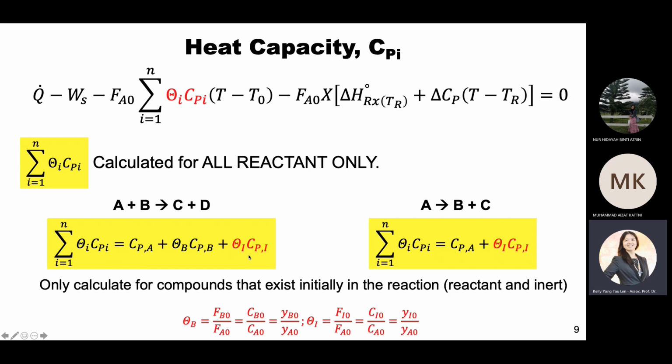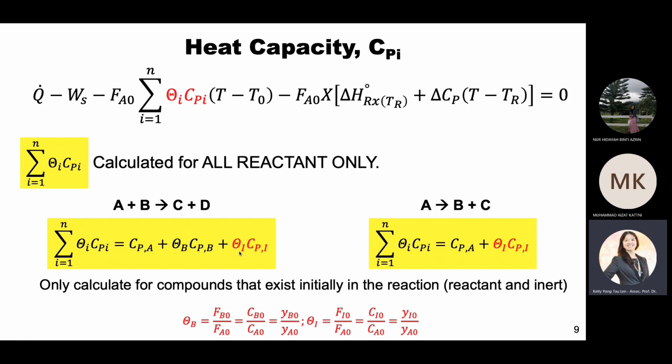So theta I refers again, kalau theta B, initial amount of B over initial amount of A. So initial amount ni boleh jadi molar flow rate, concentration, mole fraction. Theta I pun sama, dia boleh jadi initial molar flow rate of I, initial concentration of I, initial mole fraction of I. All divided by A juga, initial molar flow rate of A, initial concentration of A, or initial mole fraction of A.